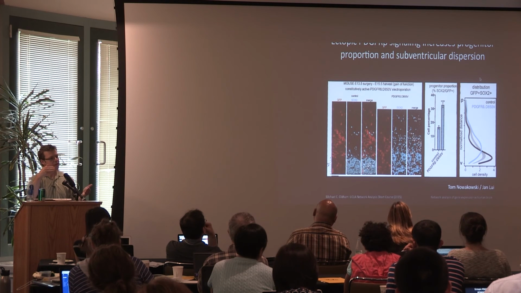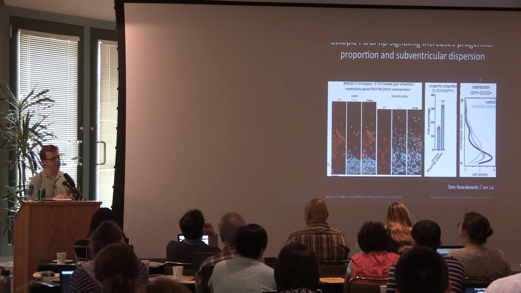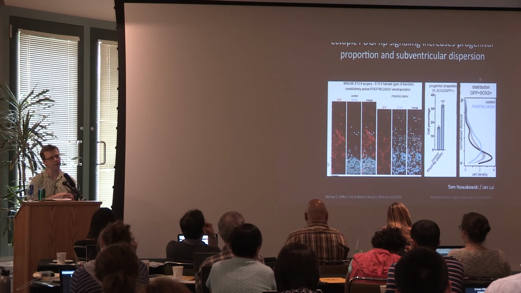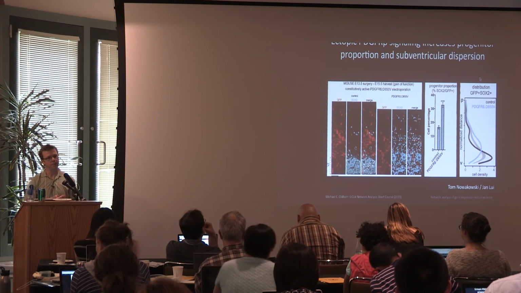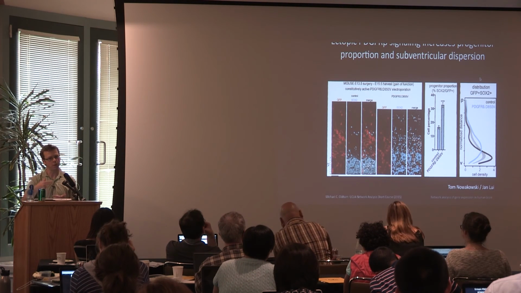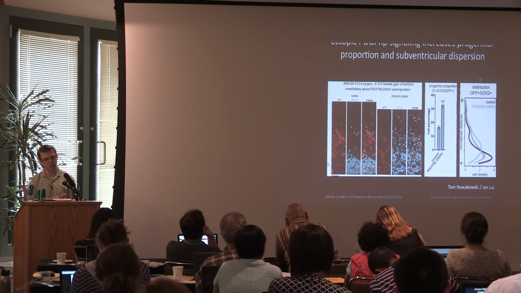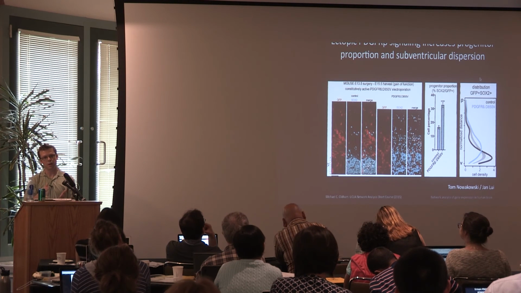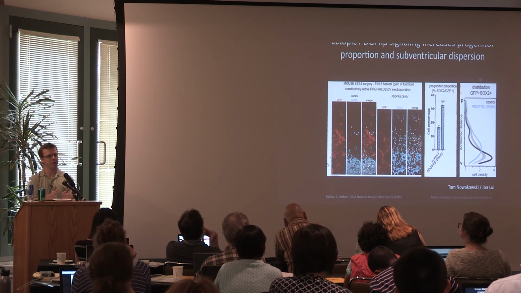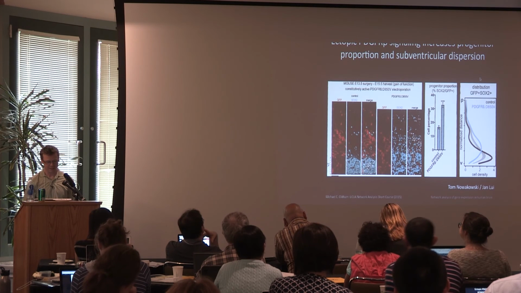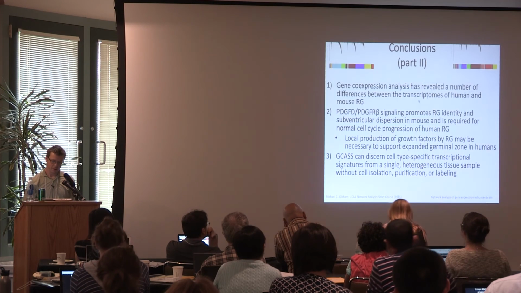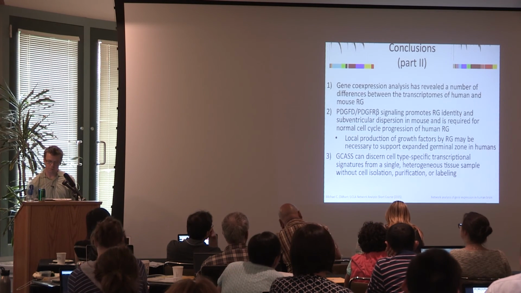So all of this suggests that this signaling pathway is active in human but not mouse radial glia. It's required for them to progress through the cell cycle at their normal rate in humans. And if you turn it on in mice, you cause an increase in proliferation and a shift in the physical location of these cells. And all of that started with co-expression analysis. So with that, I will conclude the second part.